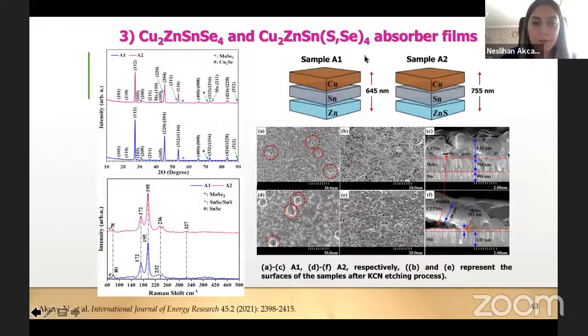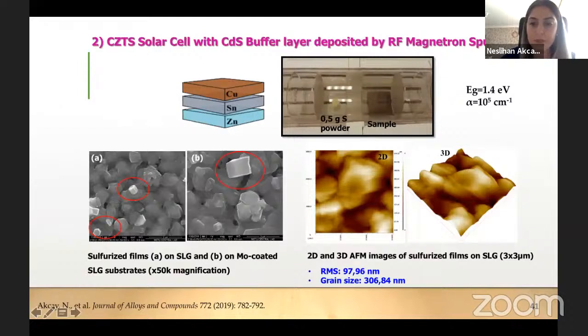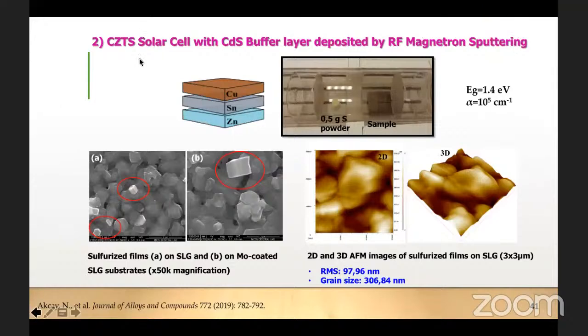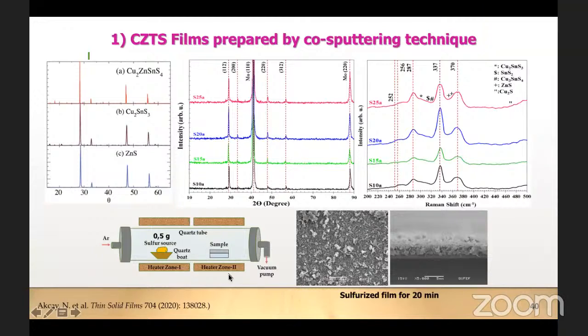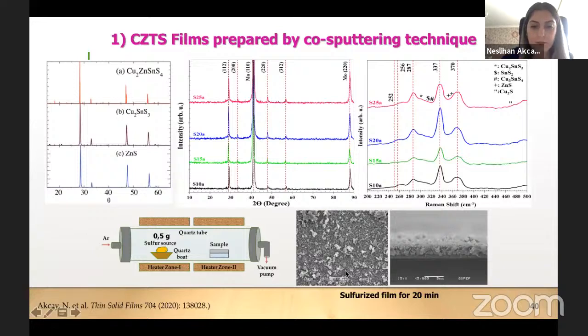For example, for this absorber layer, you see we obtained an increase in the grain size of the material by changing the sulfurization process. But for the first study, we followed slow heating, and also we used two zones of the furnace. And when you increase the volume of the sulfurization, then the amount of secondary phases increased.